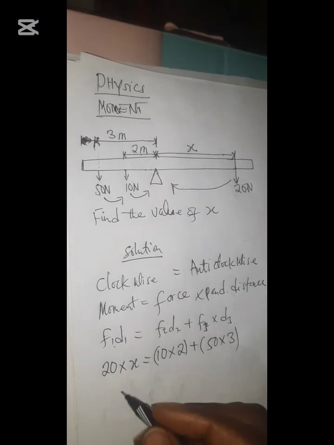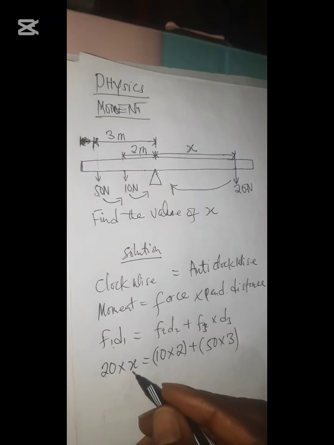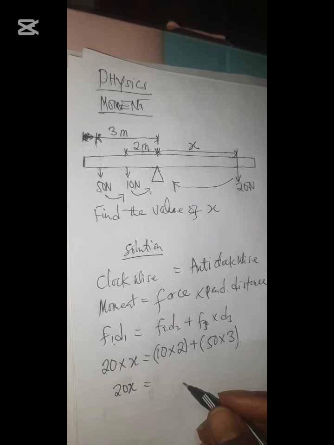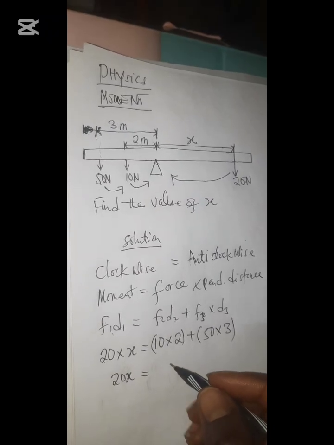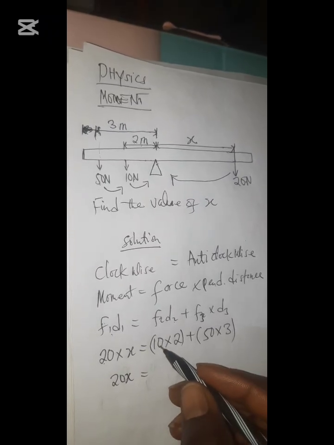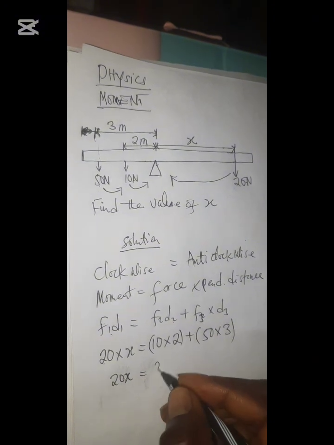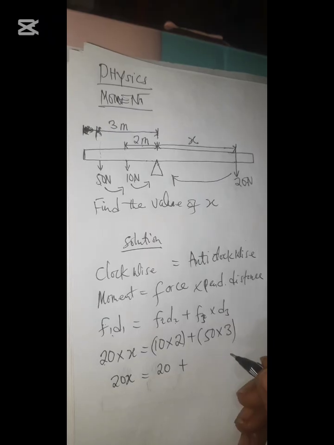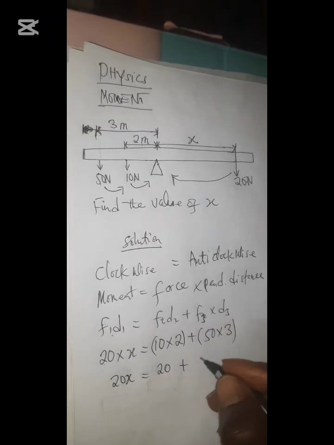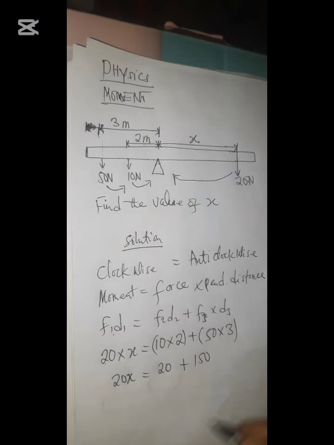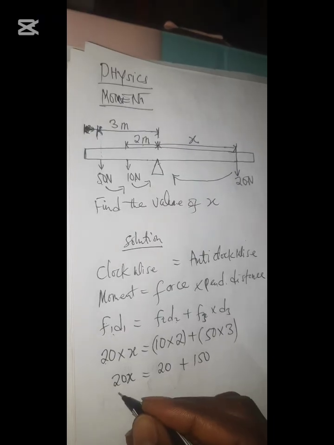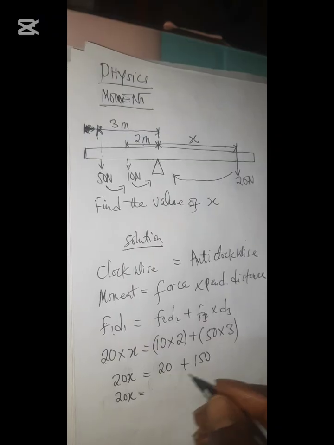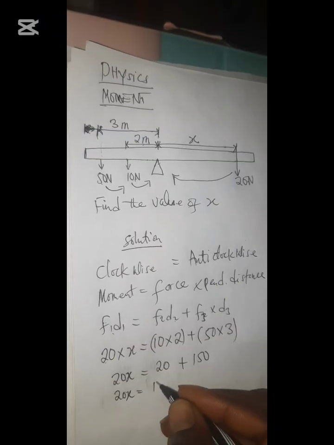So now we multiply. 20 times x gives us 20x, equal to, I hope you are following, 10 times 2 gives us 20, plus 50 times 3. Of course, we are allowed to use a calculator. I think that's going to be 150. So 20x is equal to 20 plus 150, which gives us 170.